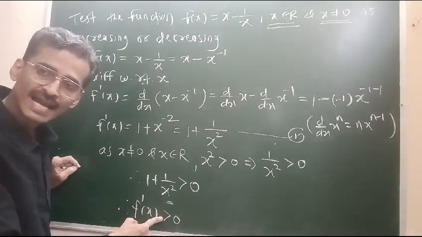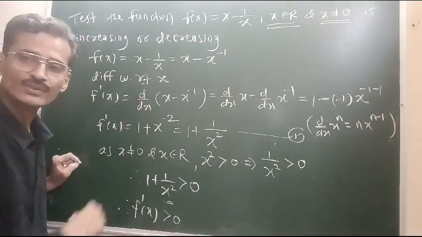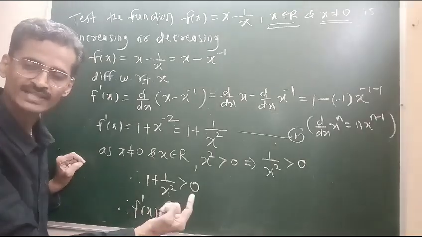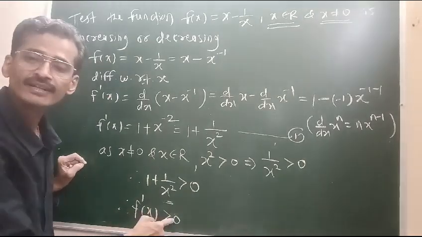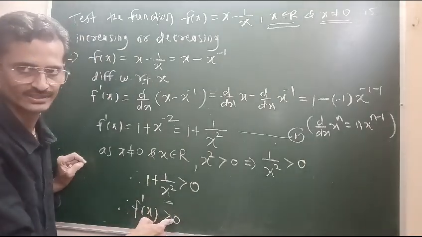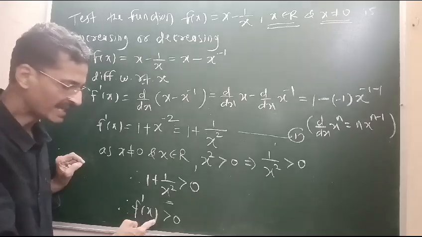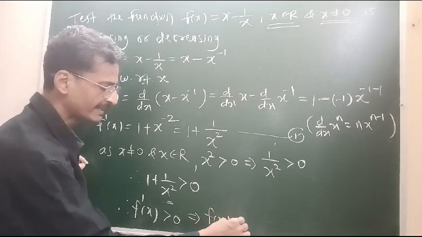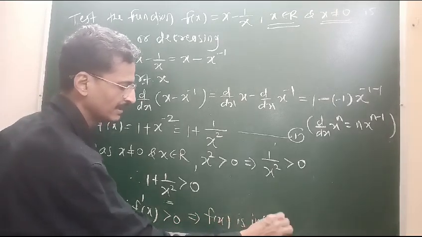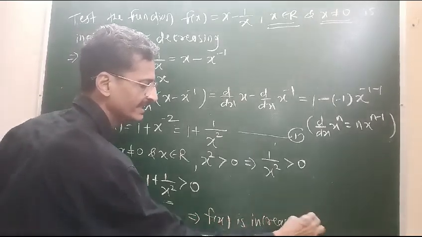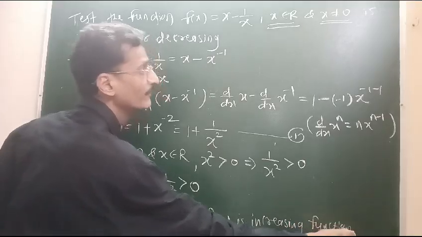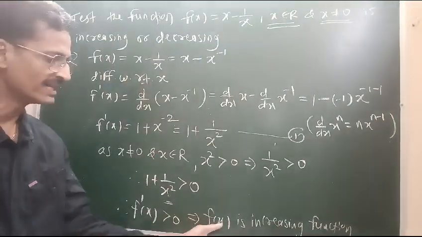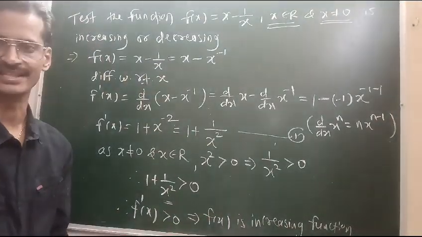So this implies that our function f(x) is what? Increasing function. If it is less than 0, the function is what? Decreasing. If it is 0, the function is constant. So now as here f'(x) is greater than 0, therefore f(x) is an increasing function. So we have to check whether it is increasing or decreasing. So the answer is, the function is increasing. Okay.